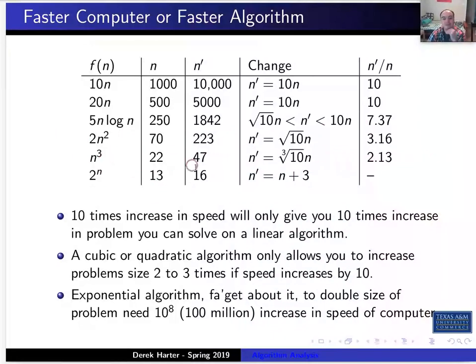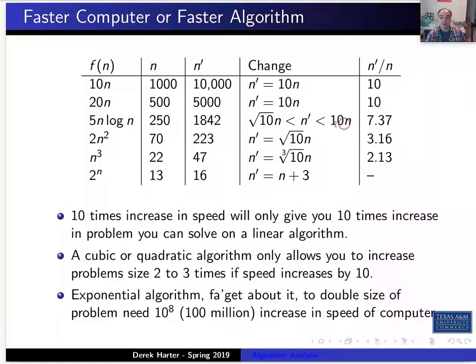So, if the speed of my computer increased by 10, the cube root of 10 is the factor for the size of my new problem that I can handle in the same amount of time. So I'll only be able to handle problems that are a little bit over twice as big as what I could before if I increase the speed by an order of magnitude, by 10. Okay.